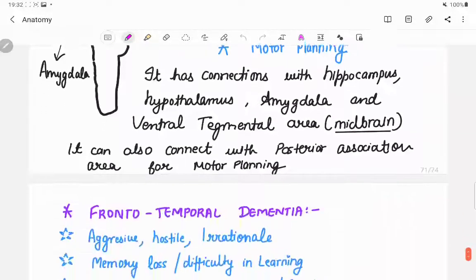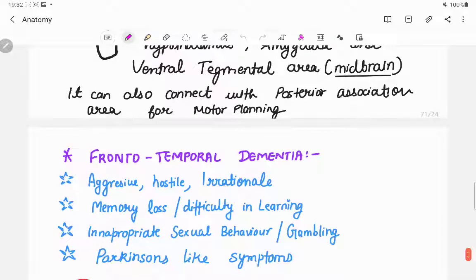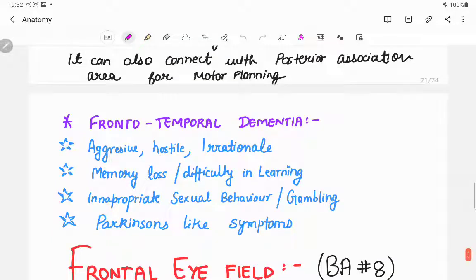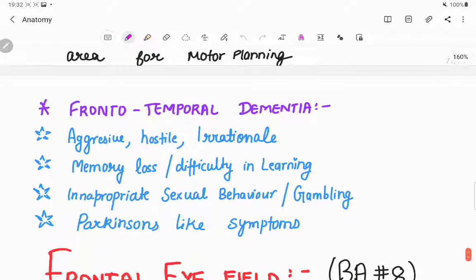All right, now let us dig into frontotemporal dementia. This is a disease which is caused by damage in both the frontal lobe and temporal lobe. Now we'll only be focusing on the frontal symptoms, because we are talking about the frontal lobe. We'll talk about the temporal lobe later. The patient becomes aggressive, hostile and irrational.